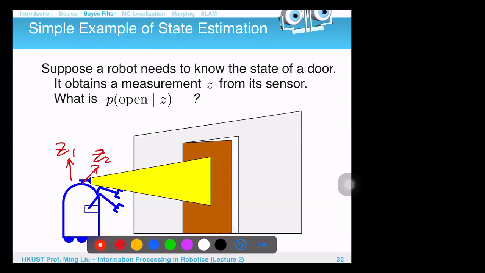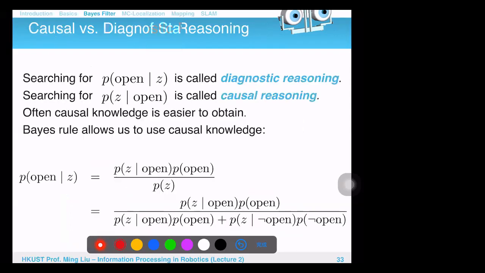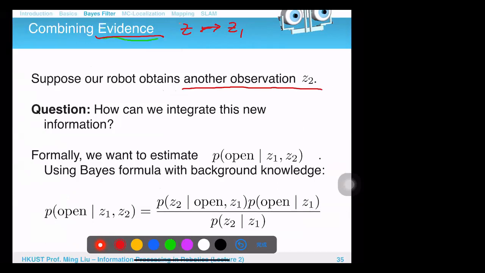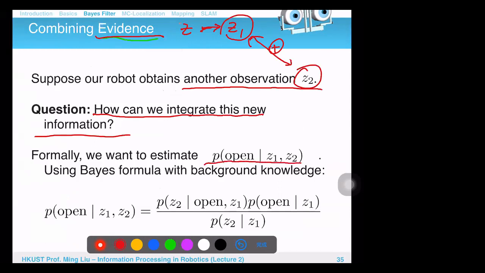Okay, you have two sensors now. Previously you only had one sensor. Now you have two. Then what will happen? How could we integrate this information? Previously we knew the equation of Z1. Now we want to add Z2 back to the experiment. The problem becomes: I want to compute P(open | Z1, Z2).